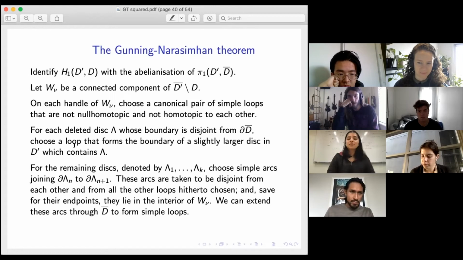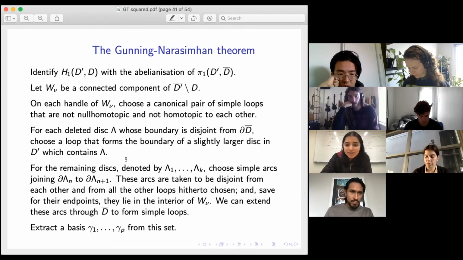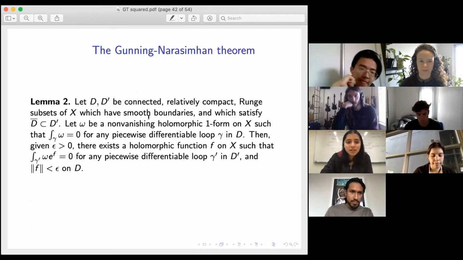If you sit over this for a little bit, since we're looking at it as an abelianization of the fundamental group, it's very clear that this is what we have to do, because this is an exhaustive list, in fact, and we might be doubling up a little bit. And we just extract a basis from this set. This is a finite set, and it generates it. It's exhaustive, so we can just extract a basis from that. Then this is what Gunning and Narasimhan did.